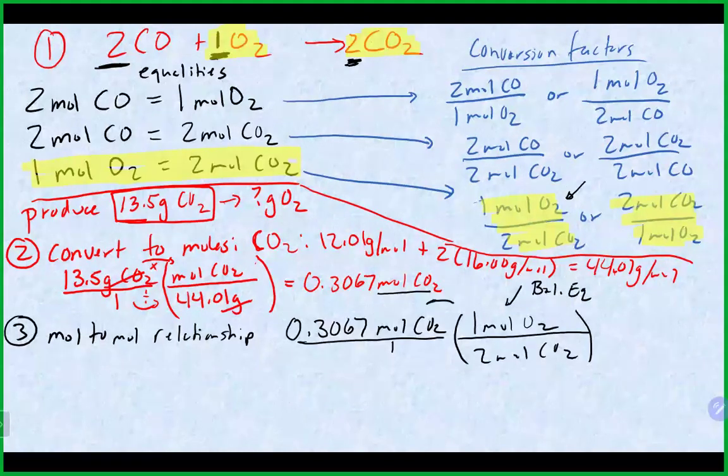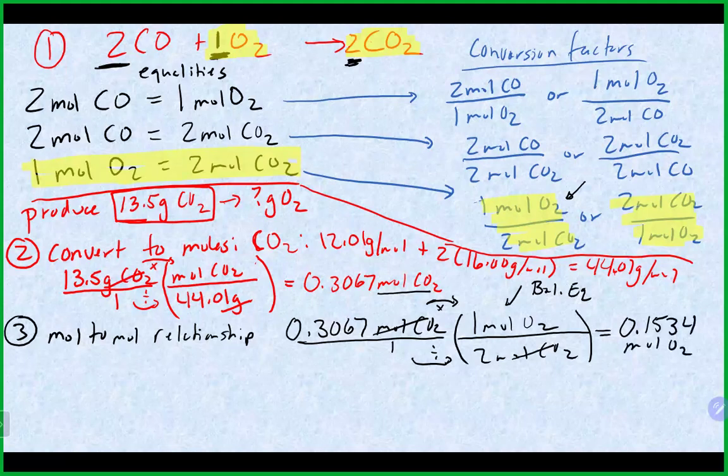Again, we're going to multiply the top, divide the bottom, and we will get moles of CO2 canceling. So we're basically just going to divide by 2, and we will end up with 0.1534 moles of O2. The purpose of this calculation is to get us from CO2 in this case to O2, which is what we're interested in. So we need some type of conversion factor to allow us to do that. Any questions on that there?